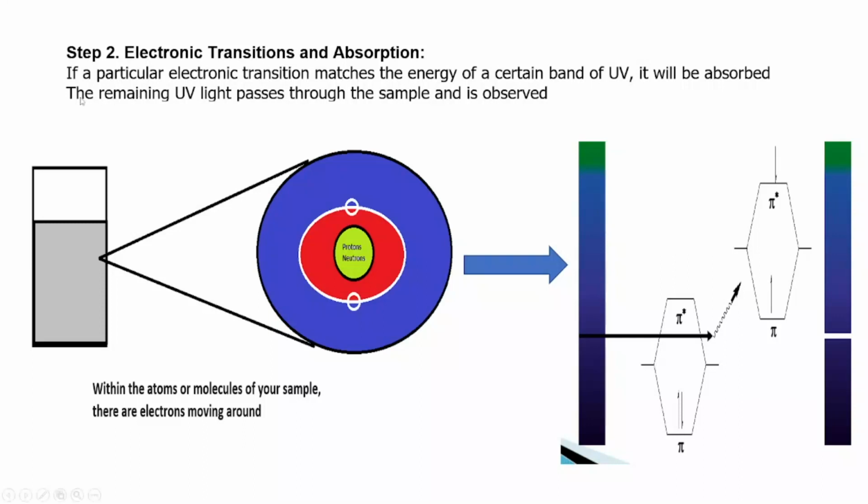Let's look at the second point. The remaining UV light passes through the sample and it is observed. All right. How do you know that a particular section of the UV radiation has been absorbed? It is through what you have observed.